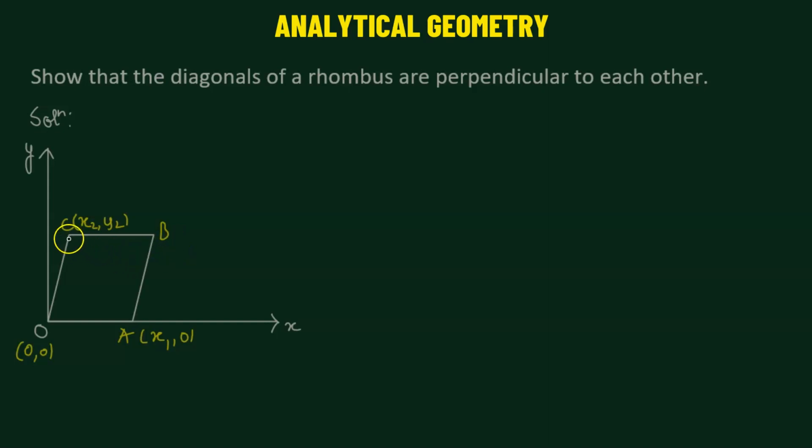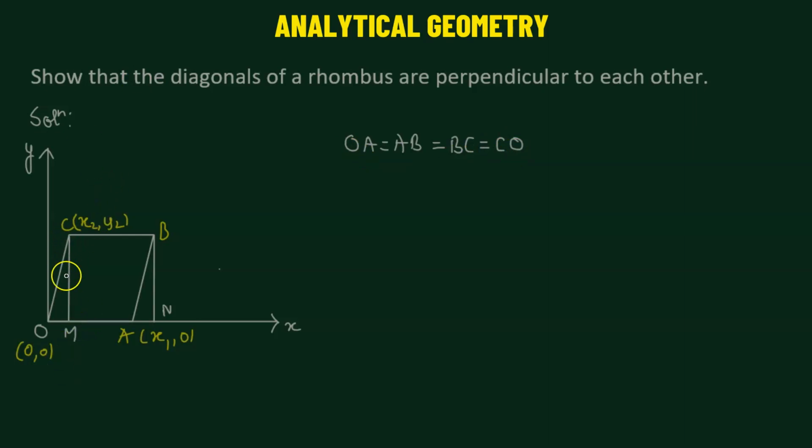So let us drop two perpendiculars from point C and point B on the x-axis. From point C, we drop a perpendicular on the x-axis and let it be named CM. And we have BN, which is perpendicular on the x-axis as well. Now, since it's a rhombus, clearly the sides are going to be equal. So that means OA is going to be equal to AB. This will be equal to BC equals CO for the rhombus. All the sides of a rhombus are equal.